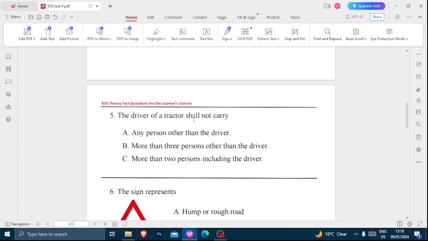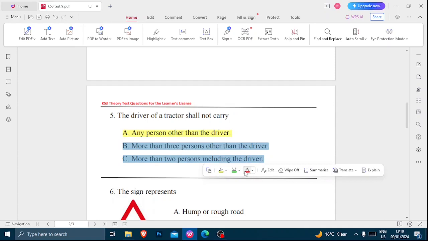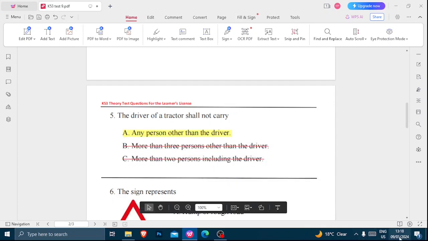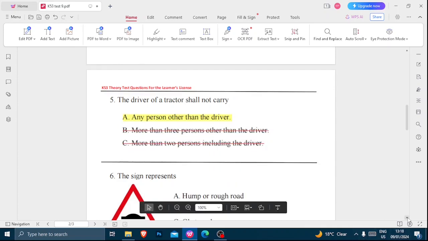So the driver of a tractor may not carry any other person other than the driver. So this one is the correct answer. Okay, so a tractor does not have passengers. So a tractor should not have passengers. So this one is our correct answer here. Now let's move on to number 6 there.